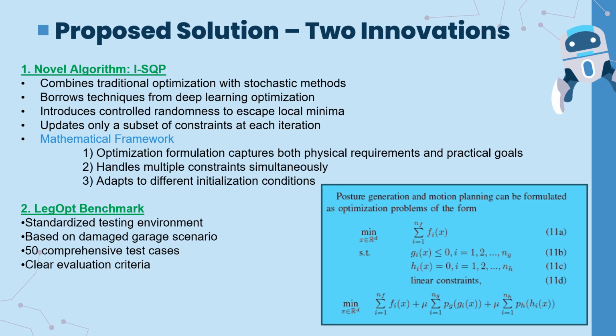The other innovation was the benchmark. Before this paper, researchers in motion planning faced a significant challenge. They couldn't easily compare different algorithms because everyone used different test scenarios. Think of it like trying to compare race cars when each one runs on a different track. You can't really tell which is better. Previous work typically evaluated algorithms on custom scenarios chosen by individuals, and it made it difficult to compare algorithms with each other.